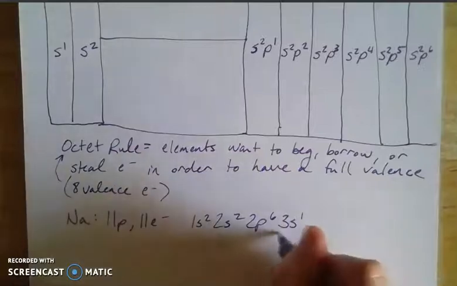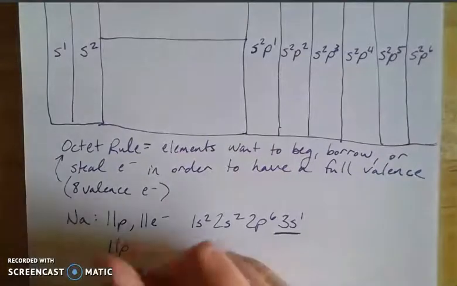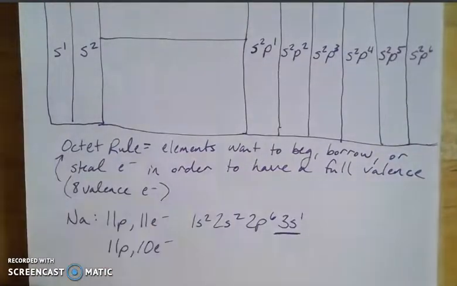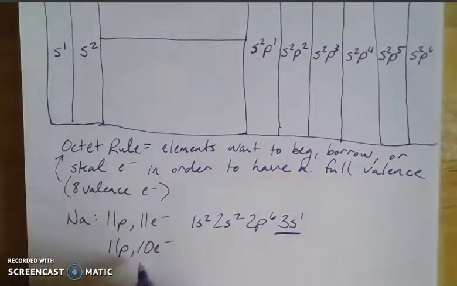Now, if I lose this highest energy electron, that's my valence electron, then I will still have 11 protons. It's still sodium. That's a unique identifying feature of sodium. But now I have 10 electrons. If I think about the net charge here, this is going to give me a net positive charge because I have more plus signs than minus signs if we think about them this way.